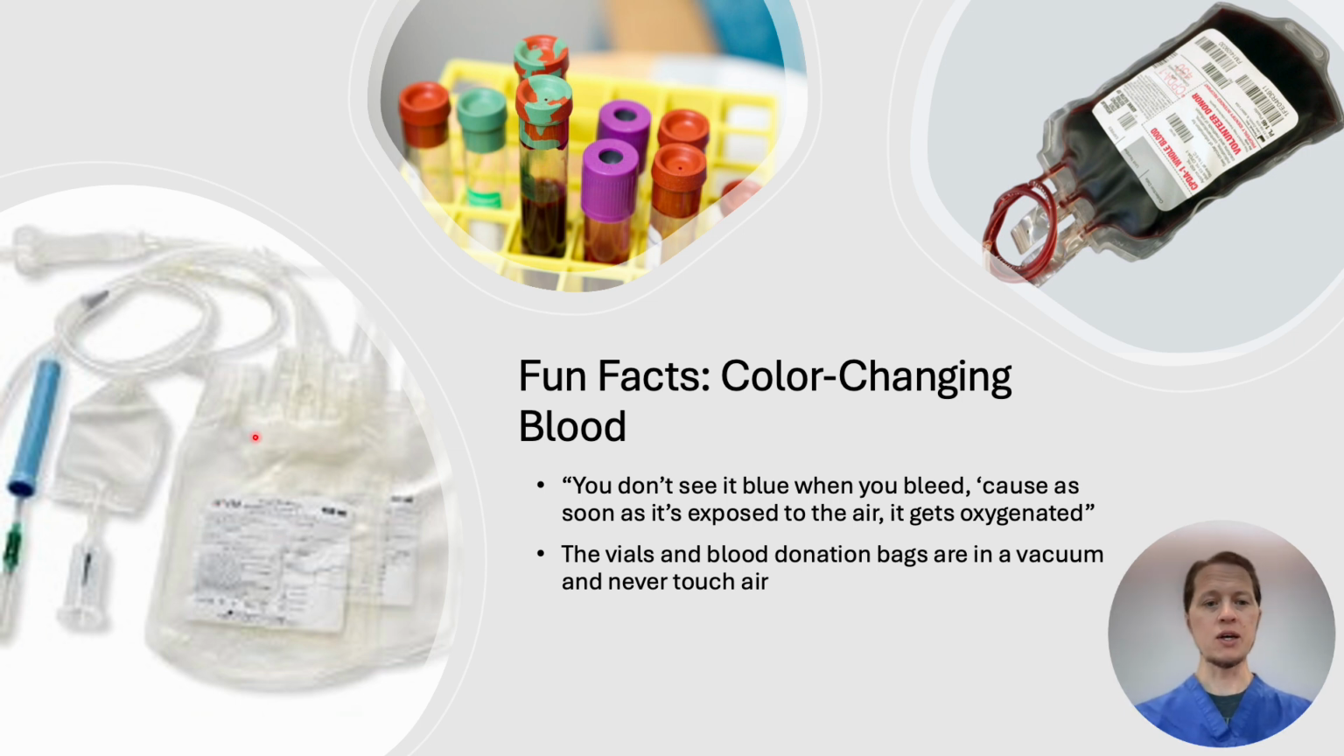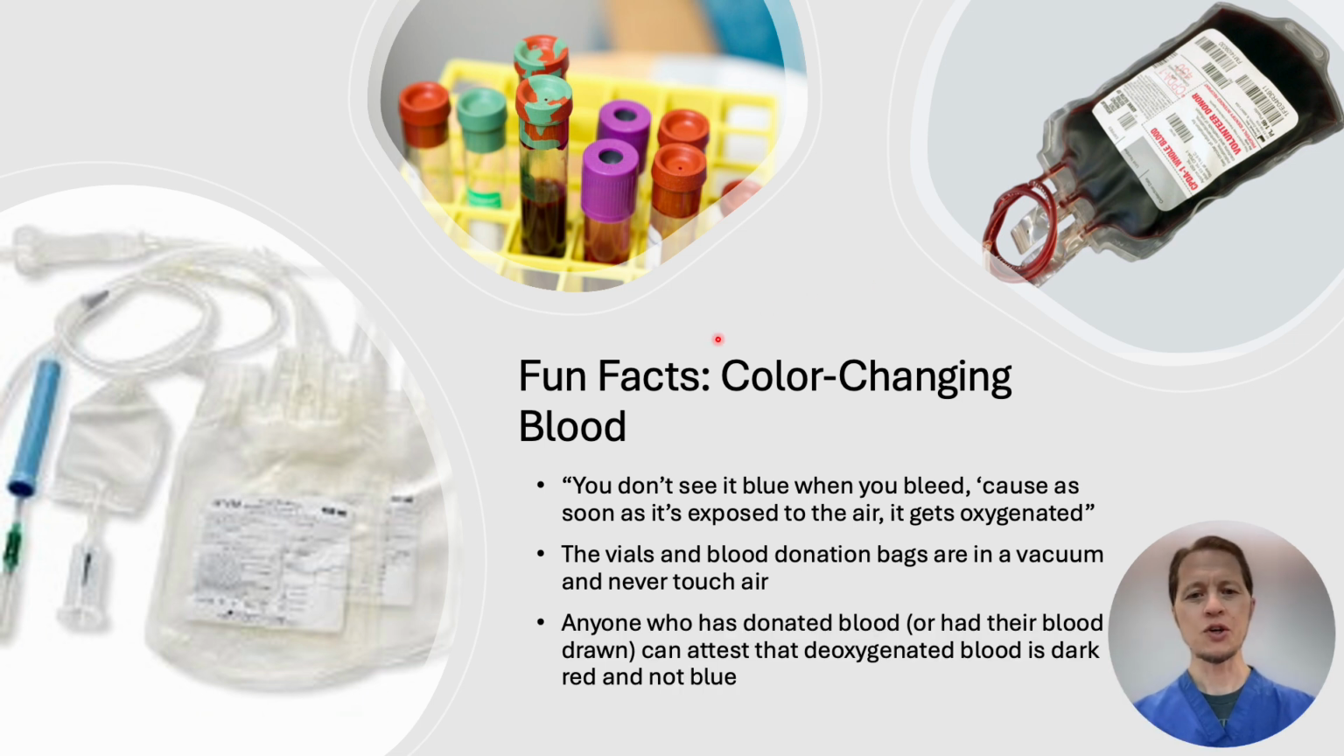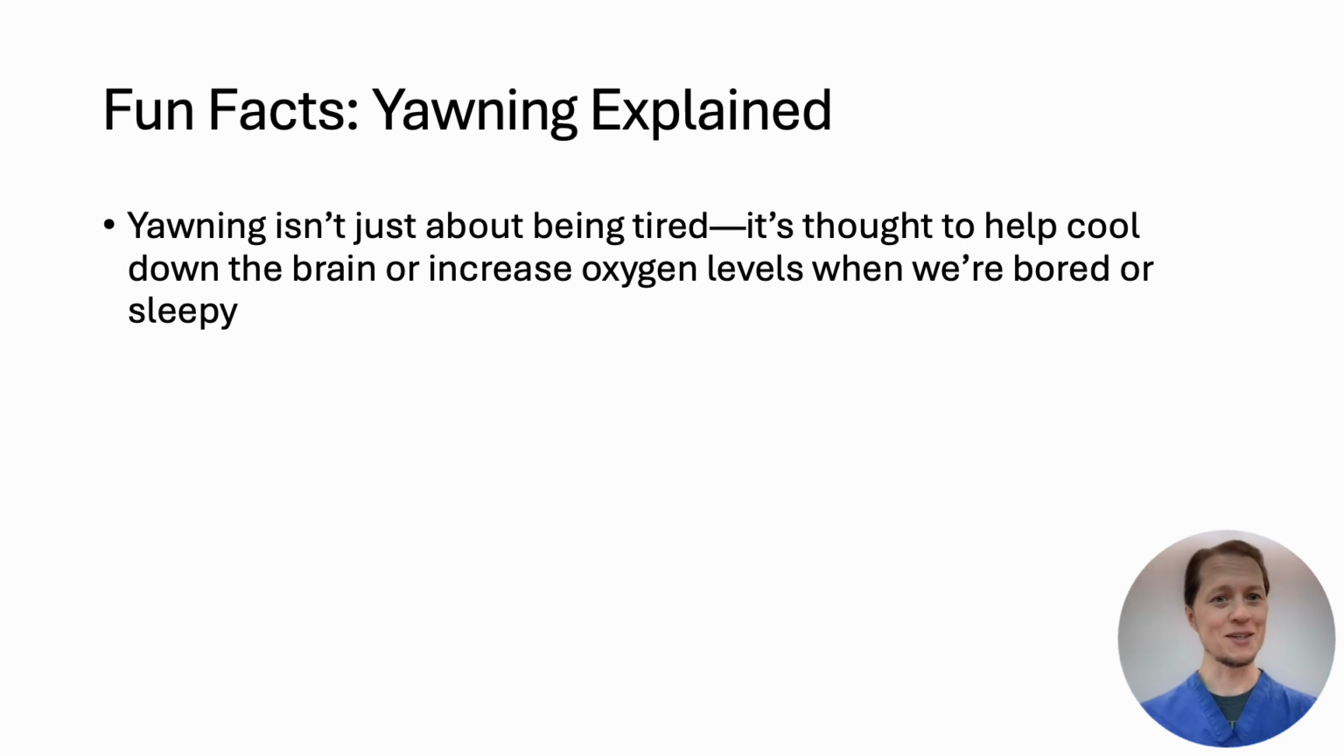If you donate blood, these same blood donation bags are absolutely vacuum sealed. They never touch air. You don't want to get any exposure to air. And when you draw your blood here, or if you donate blood, it's not blue. Yeah, it's dark red, yes, a lower oxygenation count compared to arterial blood. And if you've ever had an arterial blood gas drawn, it is much brighter red compared to venous, but it is not blue. So that takes care of that.